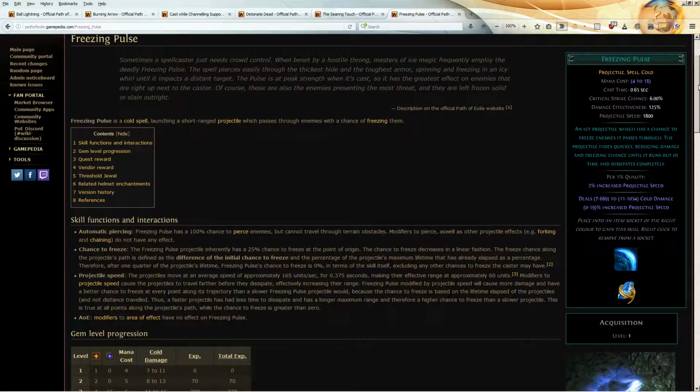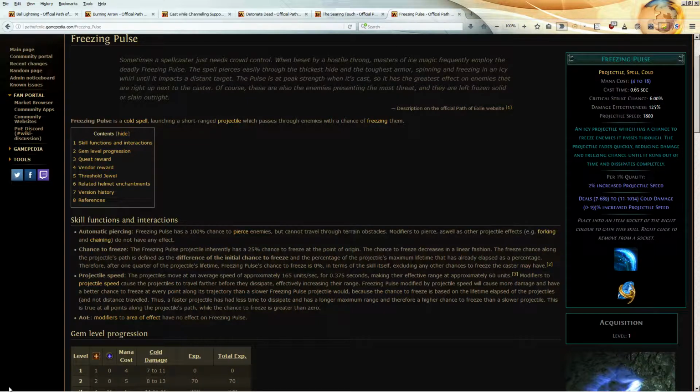Now, take the same skill. Let's assume tomorrow GGG adds a duration component to it. Let's assume the distance the Freeze Pulse travels is determined by its duration. And let's assume they add that functionality without adding a duration tag. Guess what? You would be able to link increased duration or less duration or get duration from the tree, and it would work, because those things don't care about tags.